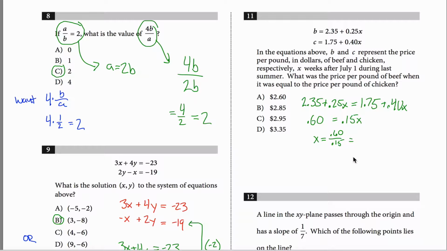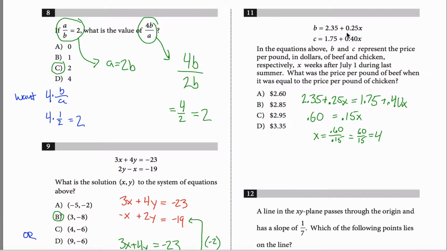Again, you're probably not a huge fan of the decimals, but you could multiply the top and the bottom of this fraction by 100, and that'd give you 60 over 15, which might be easier to look at. That's a 4 right here. So what we figured out is that these guys cost the same 4 weeks after July 1st, that when x equals 4, they cost the same. But that's not what the question is asking. It's not saying when did they cost the same. It's saying what was that same cost.